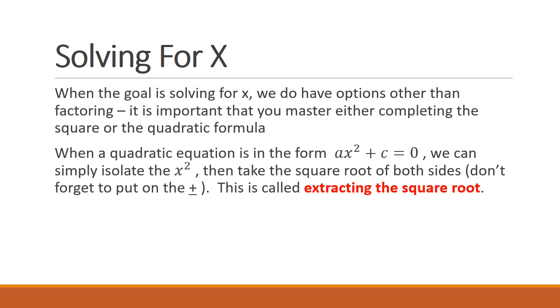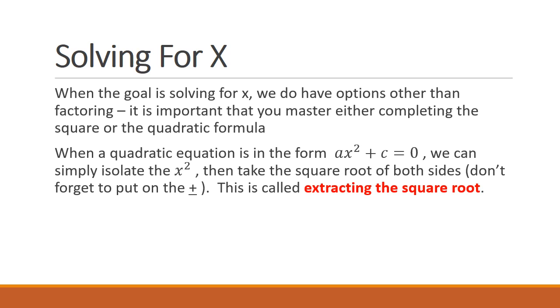Now, when a quadratic equation is in the form ax squared plus c equals 0, we can really just isolate the x squared and take the square root of both sides. For instance, in this case, we would subtract the c and then divide by a. That would give us x squared equals negative c over a, and then we take the square root of both sides to get x by itself.